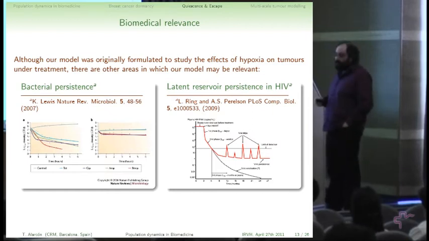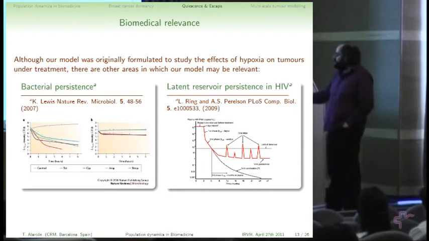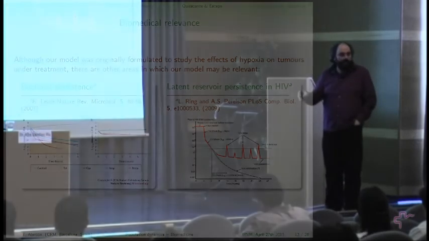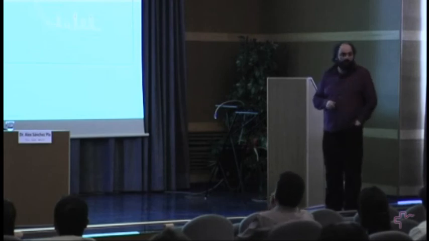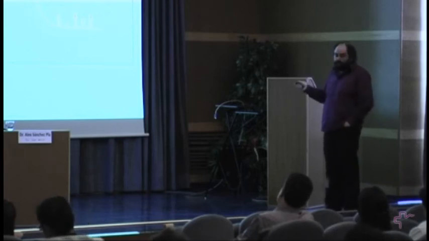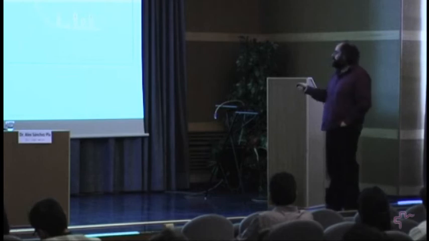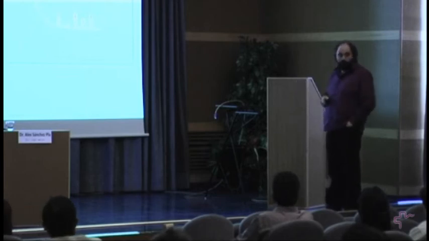Something similar happens in HIV. When you have a patient under treatment, first you have a period with basically an exponential decay of the infected T cells. Here in the case of HIV, you have these blips, which have a different phenomenology, but you observe exactly the same behavior. You first observe an exponential decay of the infected T cells, and then some sort of plateau. Again, this seems to be down to the presence of a subpopulation which is not producing virus, but is insensitive to the therapy. So this model could also be useful for these two cases.